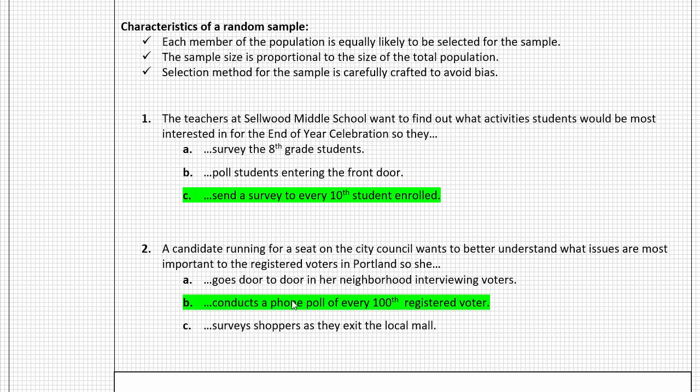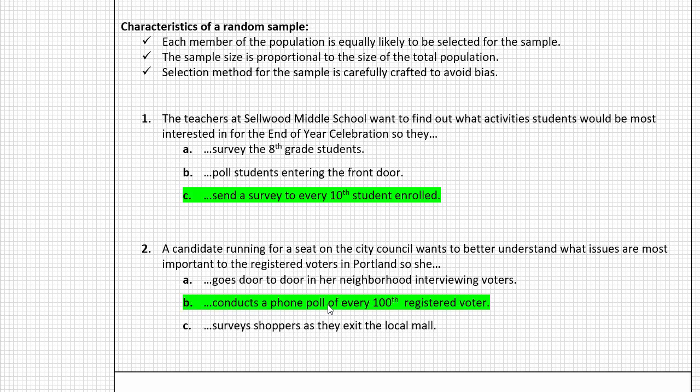You said B, conducts a phone poll of every 100th registered voter. I would agree with you. Once again, it's important to think about why the other ones are not as good a representation. If she's only interviewing people in her neighborhood, it's allowing her own bias. She has lived in that neighborhood for her own reasons, and she's only interviewing people like her who have chosen to live there. If she's only surveying shoppers as they exit the local mall, that's a very small group of people in the city that are likely to be at the mall. Once again, it's not representative of all registered voters.